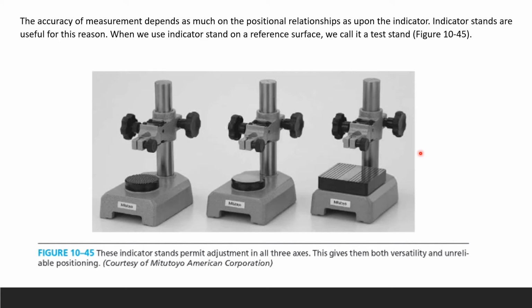When we use an indicator stand on a reference surface, we call it a test stand. These indicator stands permit adjustment in all three axes, your X, your Y, and your Z. This gives them both versatility and reliable positioning.